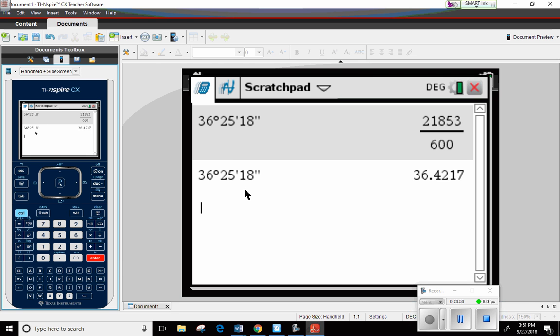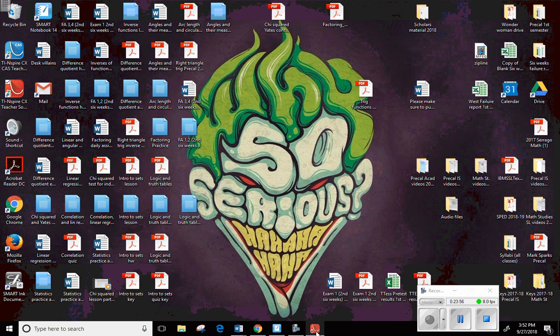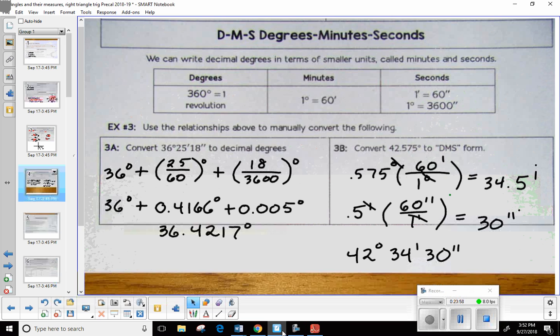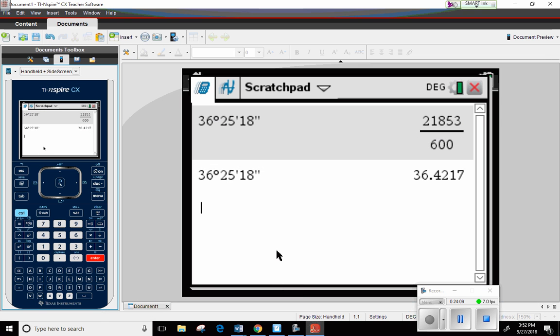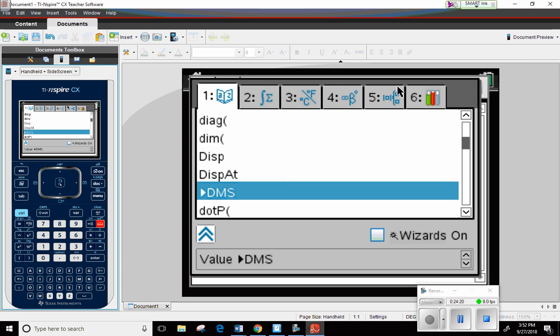Now let's go back the other way. Let's say, what was it? And we have just enough time. The 42.575, right? Let's say we want to know what that is in degrees, minutes, seconds. 42.575. Well, this one's even easier. You're going to type it in. 42.575. Now, without hitting Control this time, you're going to push the catalog button. And it's going to bring this up with all these different tabs. You're going to want the tab on the far left.